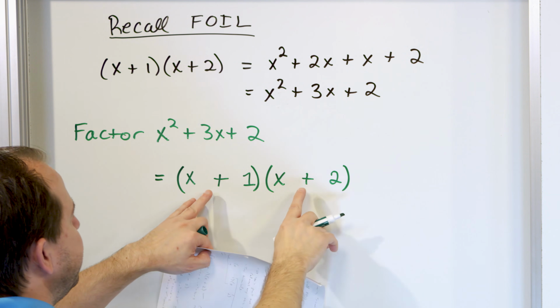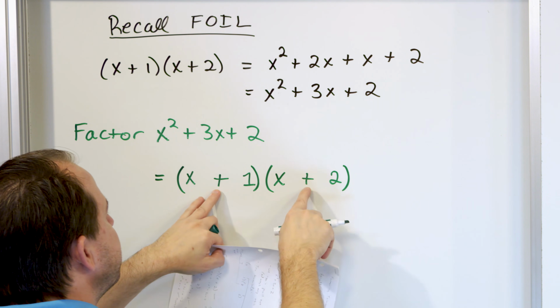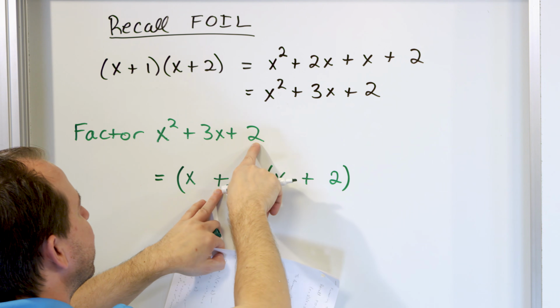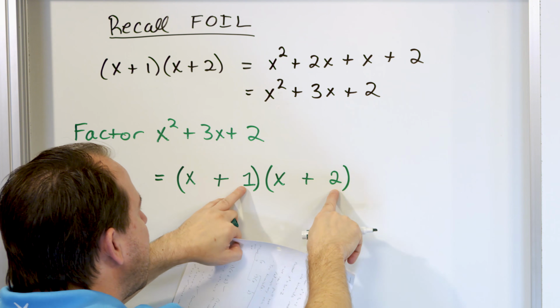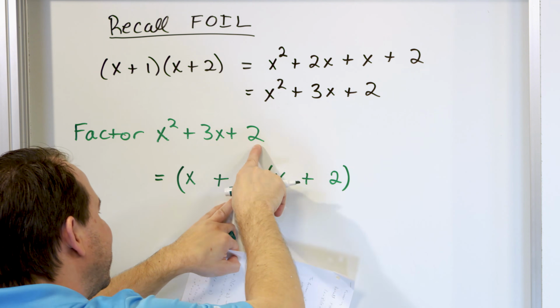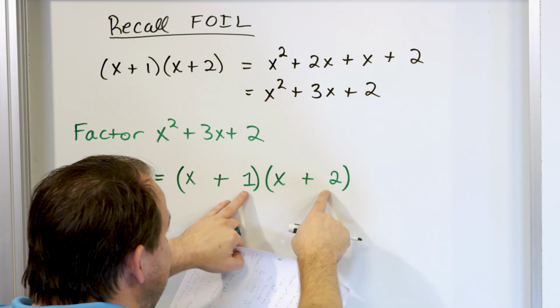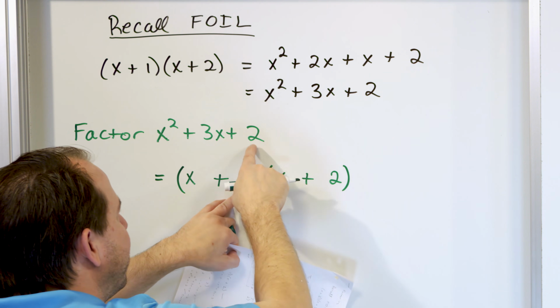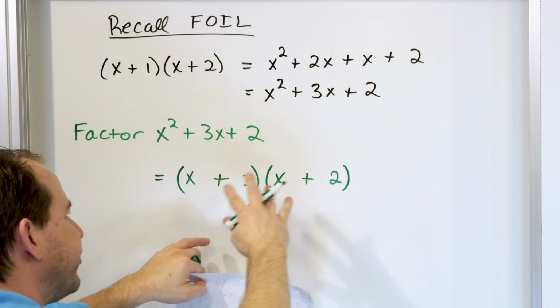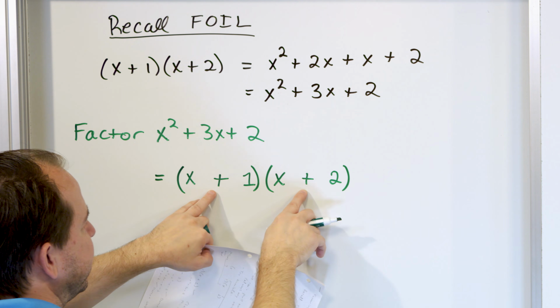So we know that it has to be plus plus or it has to be minus minus because this last term is positive 2. We know it comes from the multiplication of these terms. Positive 1 times positive 2 gives you positive 2. So it can be that way, or it could have been negative negative, right? Giving you negative 1 times negative 2, that would have given you also a positive 2. So we're just going to go with our first guess and say it's going to be positive positive.